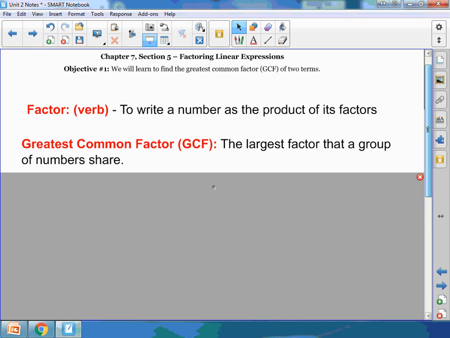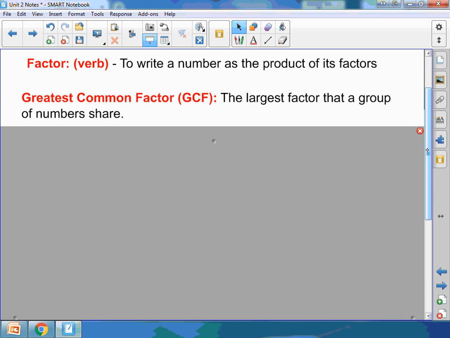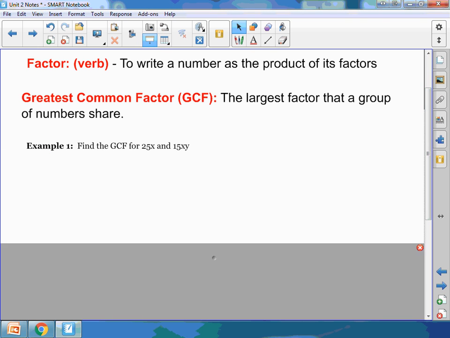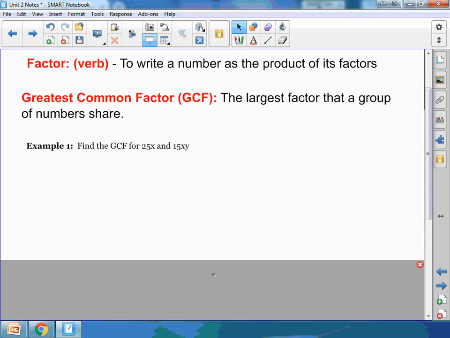So let's just get into a couple of examples here. One was like the bell ringer. Okay? And it wants us to find the greatest common factor for two terms, 25x and 15xy. And we're going to take our time with this one just to develop it a little bit more. But I think eventually you're going to settle into a strategy that's going to work best for you. So 25x.